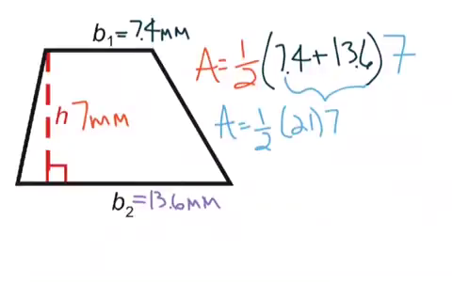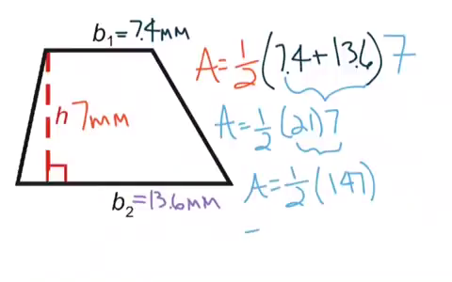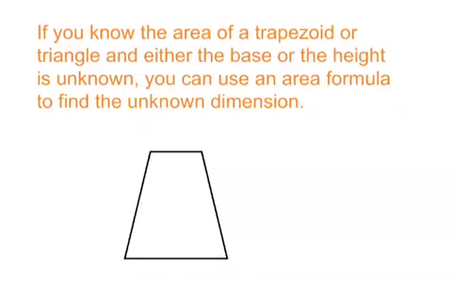I'm going to multiply these together first to give it an easier number in my head. 21 times 7 is going to be 147. So we have 1/2 times 147, which is going to give us 73.5. Our measurement is millimeters squared. That's it. That's all she wrote. Just remember that this side and this side are not your bases because they are not parallel lines.